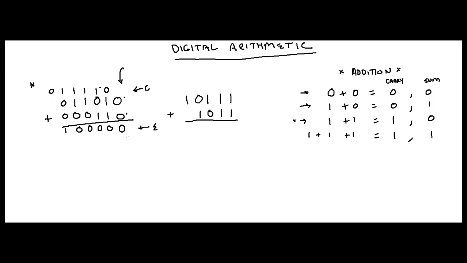So look at what we have. We have 1, 2, 4, 8, 16. This is 32. Got it? This is equal to 32 base 10, right?